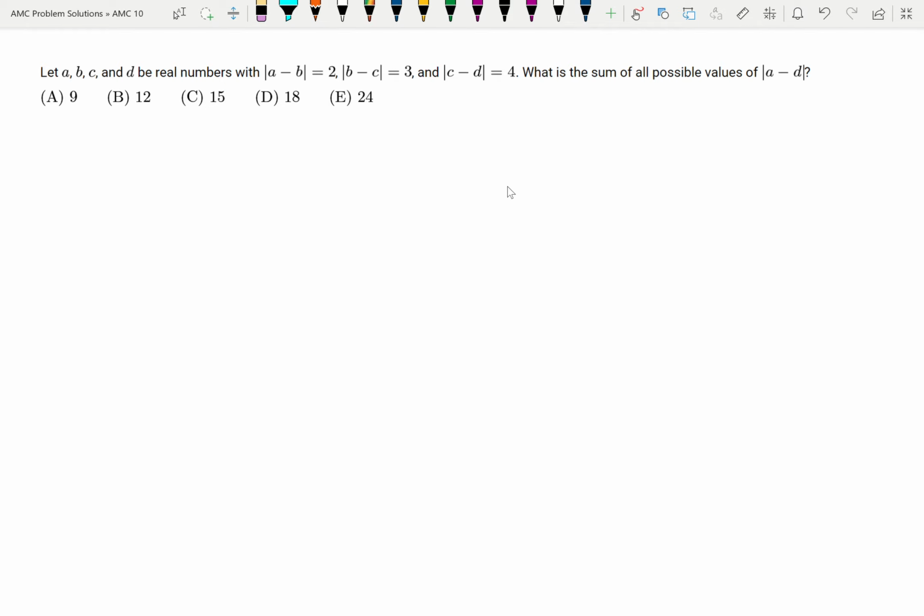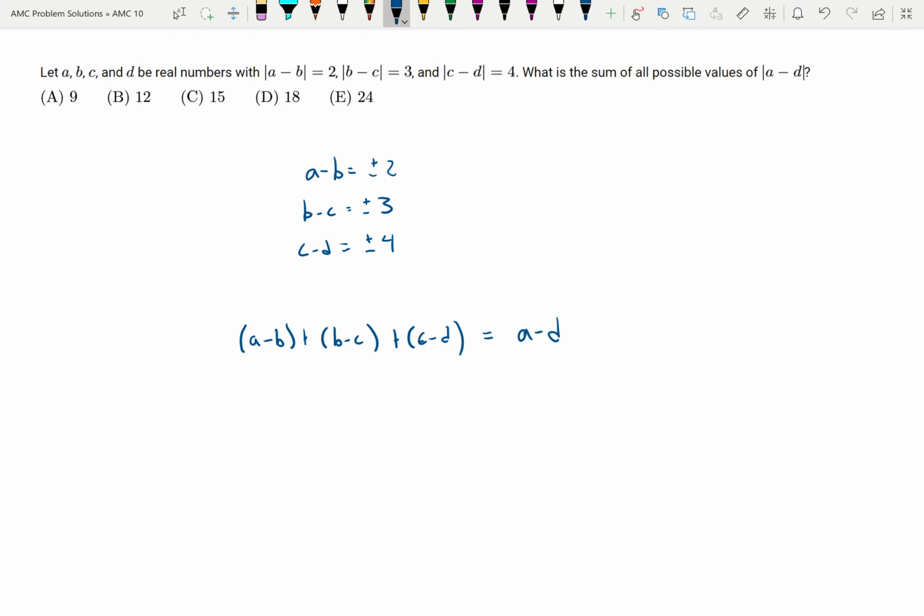So from these first statements, the absolute value of A minus B equals 2, we can deduce that A minus B is equal to either positive or negative 2. B minus C is equal to positive or negative 3, and C minus D is equal to positive or negative 4. Next, it's also true that A minus B plus B minus C plus C minus D is equal to A minus D.